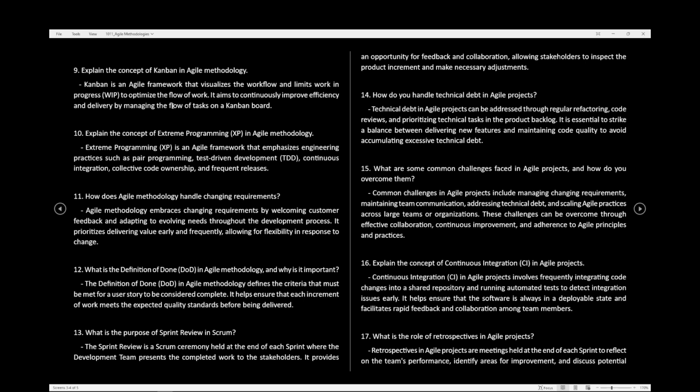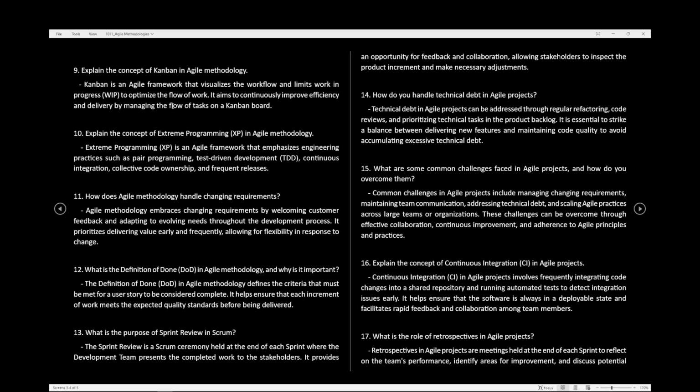Explain the concept of continuous integration in agile projects. Continuous integration in agile projects involves frequently integrating code changes into a shared repository and running automated tests to detect integration issues early. It helps ensure that the software is always in a deployable state and facilitates rapid feedback and collaboration among team members.